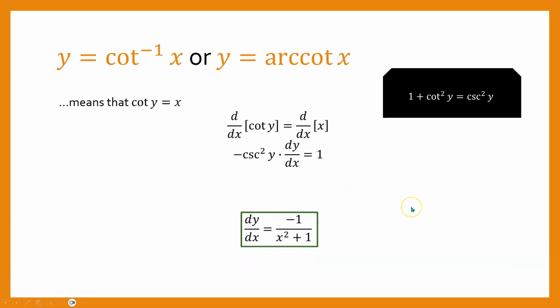For the arccotangent function, the details of finding the derivative are almost exactly the same, and what the derivative turns out to be is almost exactly the same. It just turns out to be negative 1 over x squared plus 1.